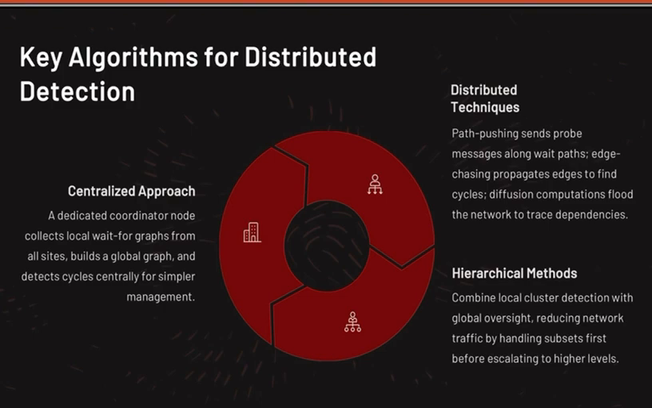The first one is the centralized approach. A designated coordinator node collects local wait-for graphs from all sites, builds a global graph, and detects cycles centrally for simpler management.